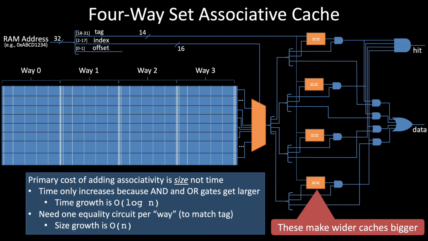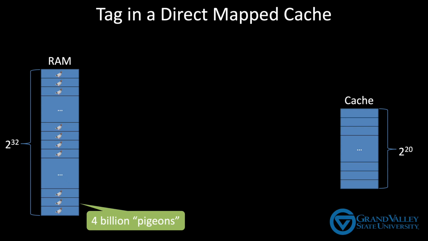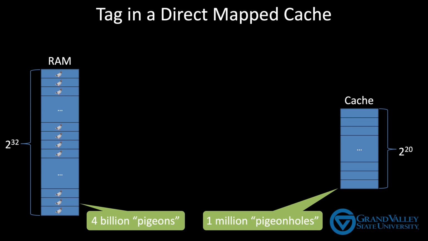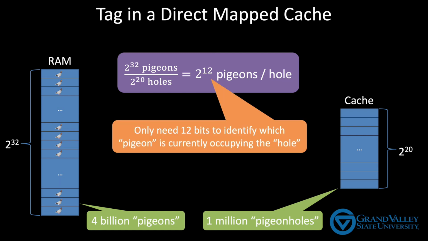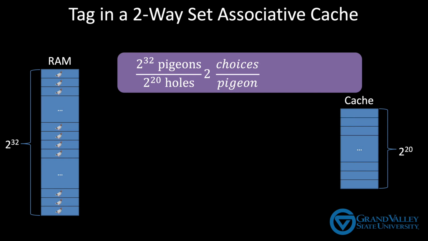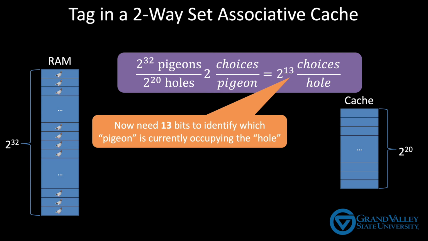The tag grows. Remember that the job of the tag is to identify which bytes are currently occupying a particular space in the cache. Video 46 discussed this in terms of pigeons. If we have 2 to the 32 pigeons, memory addresses, and 2 to the 20 pigeonholes, bytes in the cache, then there are 2 to the 12 pigeons competing for each hole, hence the need for a 12-bit tag. But if we allow each pigeon to choose from 2 holes, that doubles the number of pigeons competing for each hole. Thus, we need an additional tag bit. And this pattern, of course, continues. The more associativity you have, the larger your tag gets.